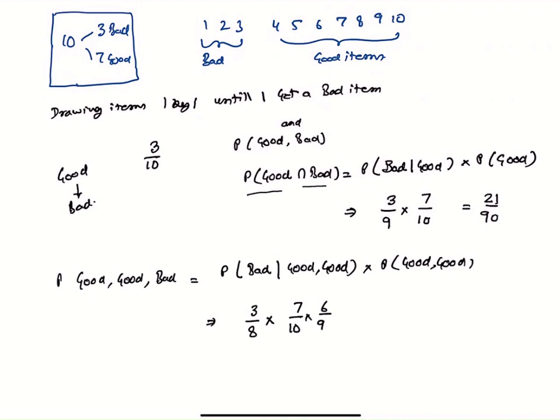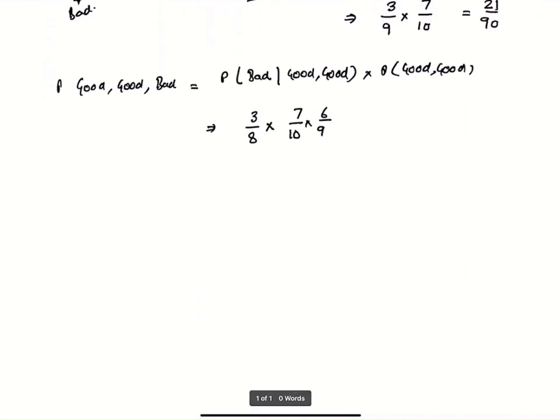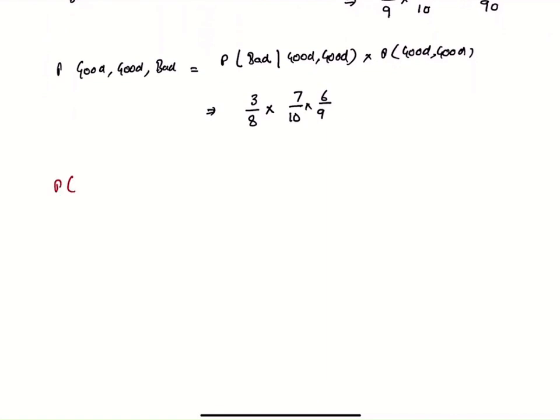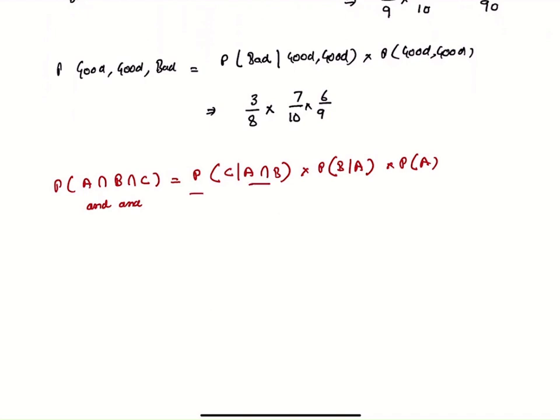So this is the repeated application of the conditional probability formula, which goes like this: the probability of A intersection B intersection C, the probability of A and B and C, is the probability of C given A and B, times the probability of B given A, times the probability of A. This is called the repeated applications of conditional probability.